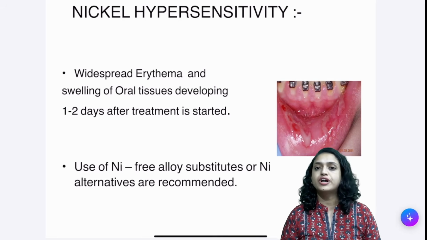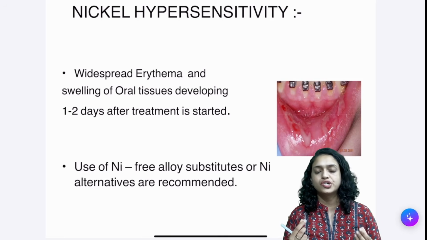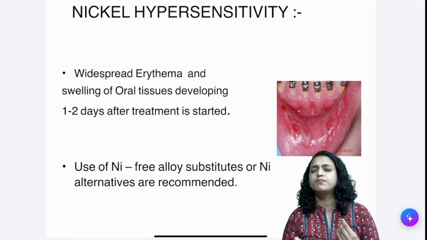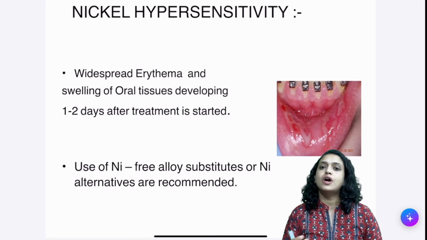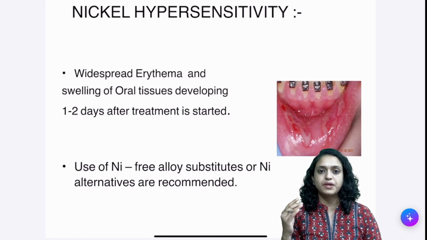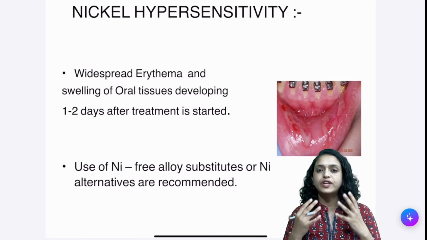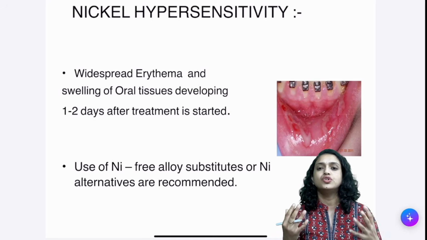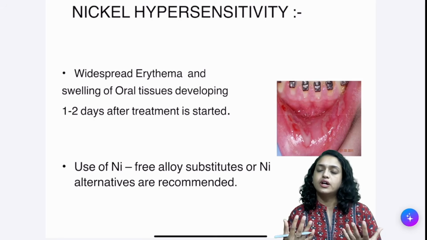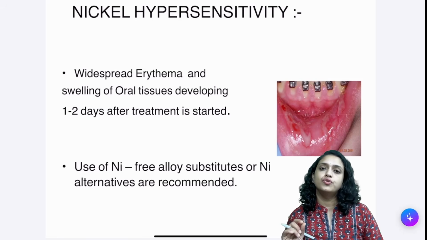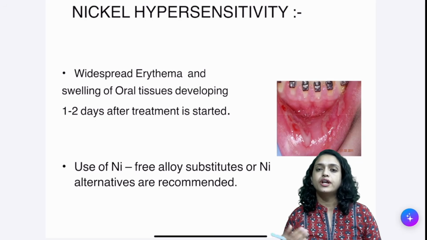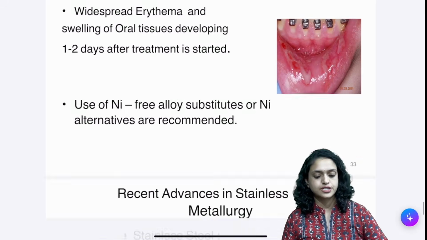So first you need to ask for any allergy to artificial jewelry. If the patient has allergy to artificial jewelry, you might have an amount of nickel hypersensitivity. So as and when you place the appliance, the patient might have widespread edema, swelling of the oral tissues. Usually it is due to nickel hypersensitivity. So what do you do in this patient? You can replace the appliances with a nickel free alloy or alternative metallic appliances.